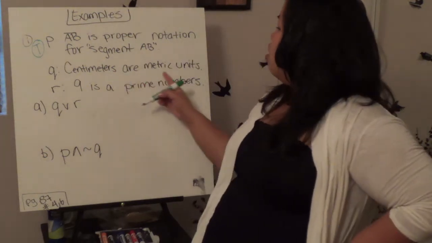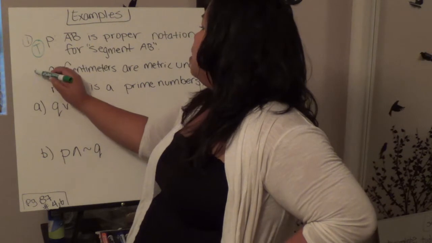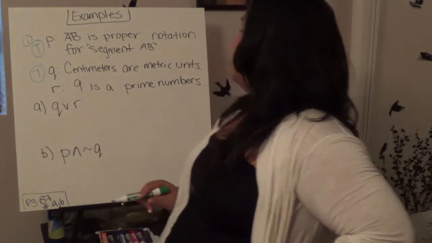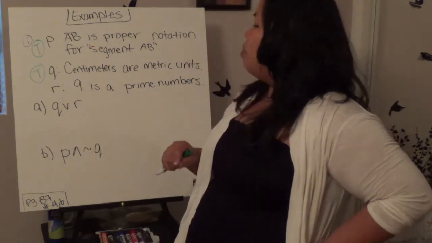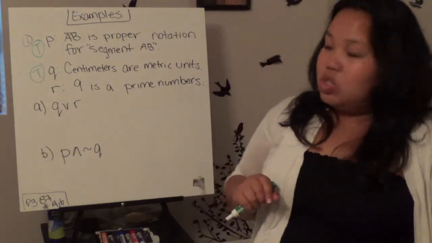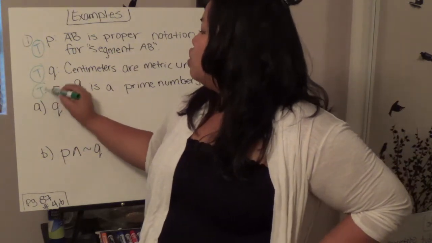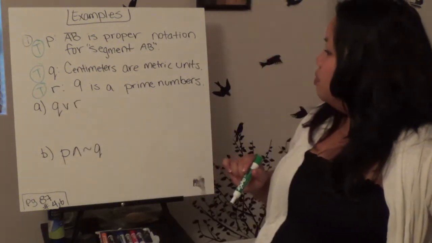Centimeters are metric units, and this is in fact true. Meters are used as metric units. And 9 is a prime number. A prime number is basically a number that cannot be divided by 2. And since 9 divided by 2 gives us a decimal, this is also true. So we all originally start with true.